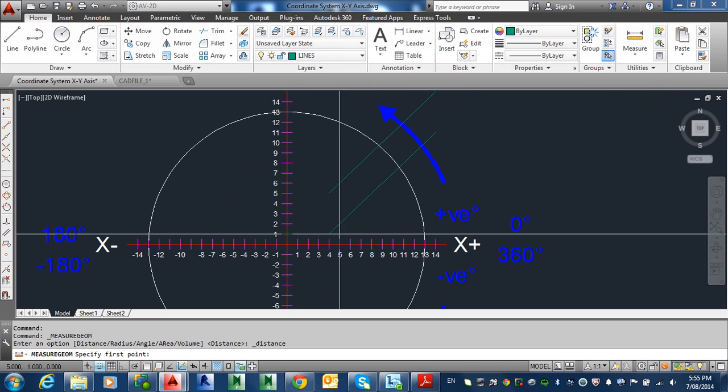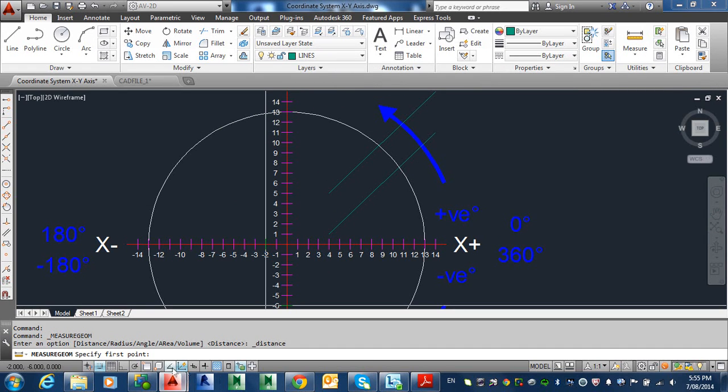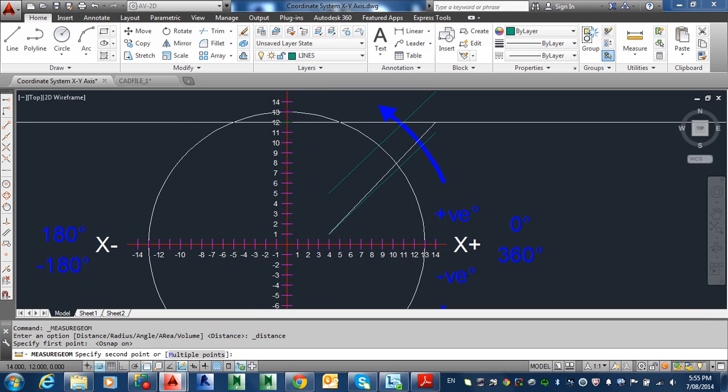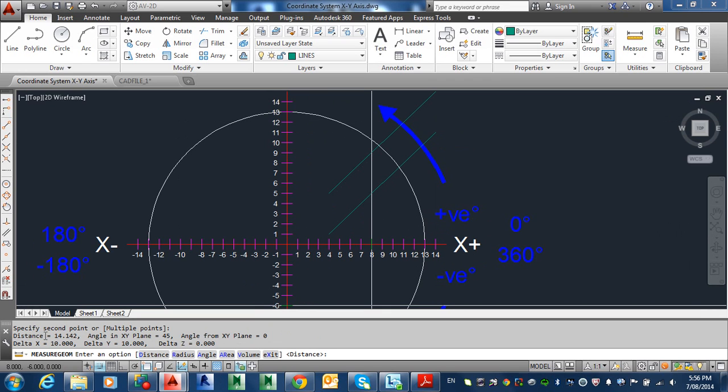So if I just check from here to up here, make sure you've got your endpoint on. So I'll just put my object snap on. Endpoint should be in there, to here. All right, let's see what we got. In fact, it's 14.142. So it's 14.142, but rounded to 2 decimal points, it's 14.14.